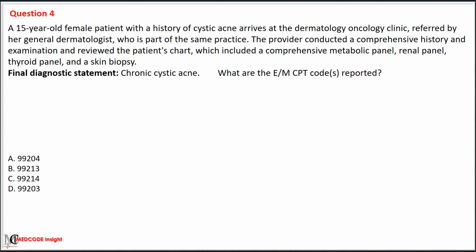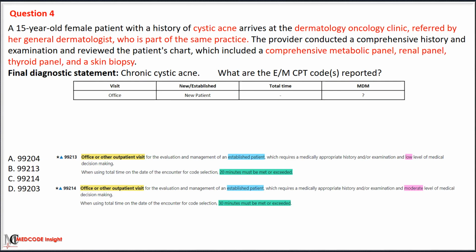Option A with the code 99204, option B with the code 99213, option C with the code 99214, option D with the code 99203. In the given scenario, the patient arrives at the dermatology oncologist referred by a general dermatologist. Both fall under the same group of the same specialty but of different subspecialty. So the patient is considered new to the dermatology oncologist.